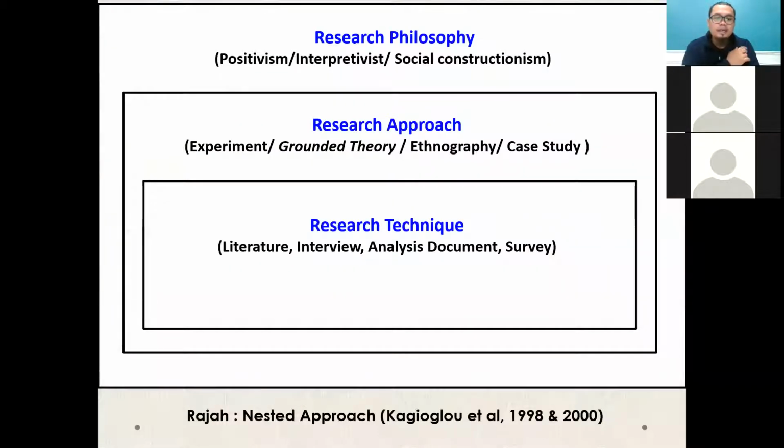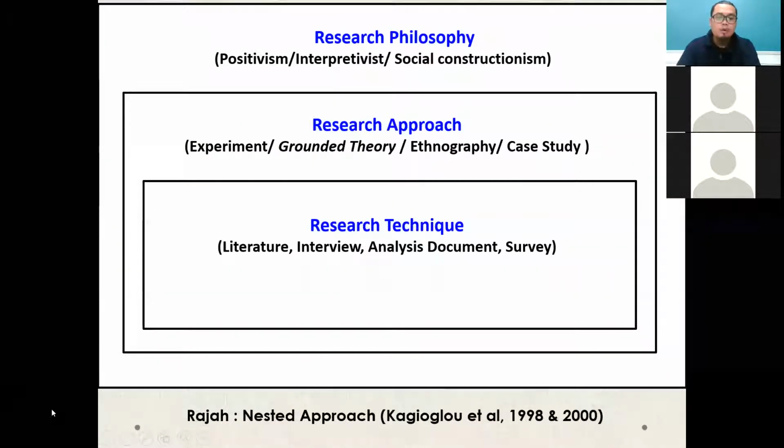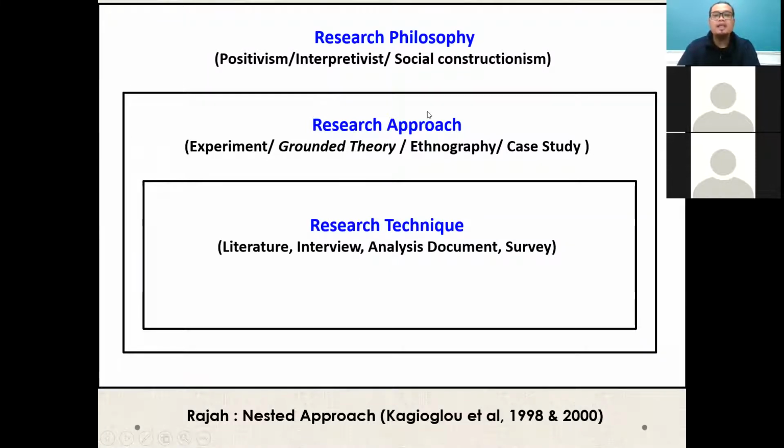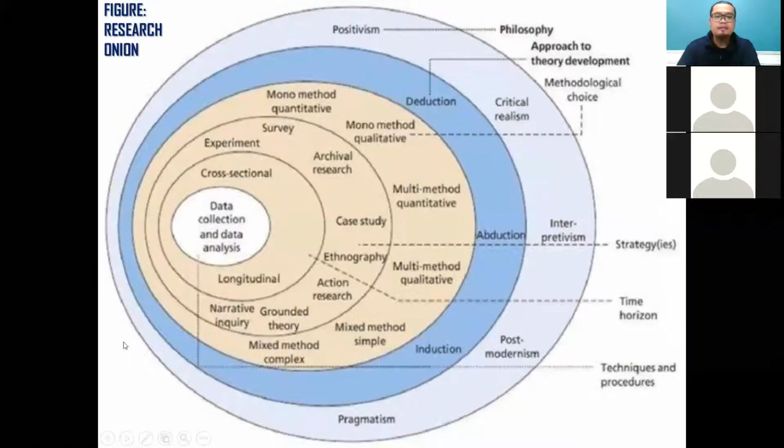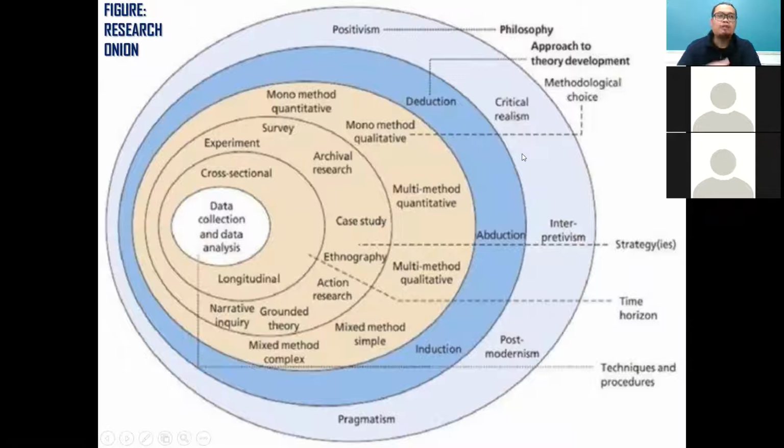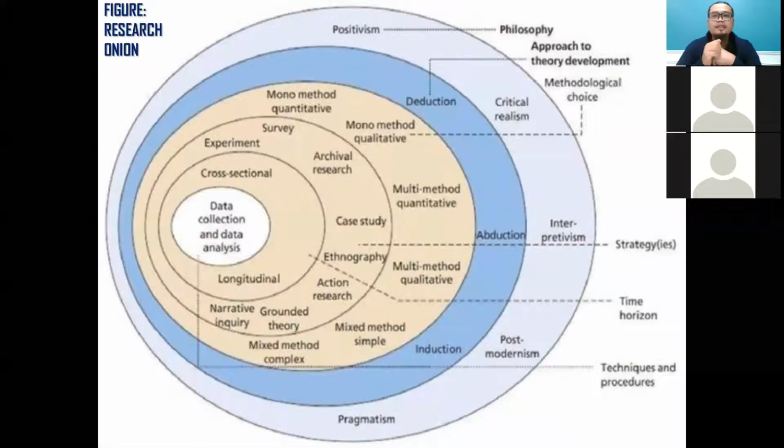This is actually what the Kogigolo nested approach suggests. They have 3: research philosophy, research approach, and research technique. For this purpose, I just want to share the more complete version, which is from Saunders. This part you need to understand very clearly, the process of research methodology.